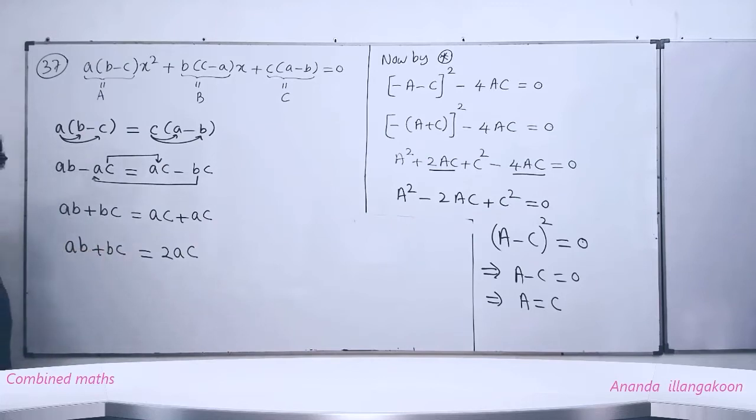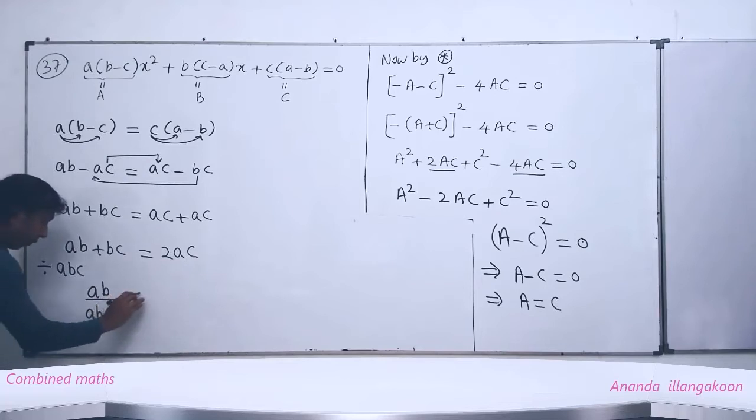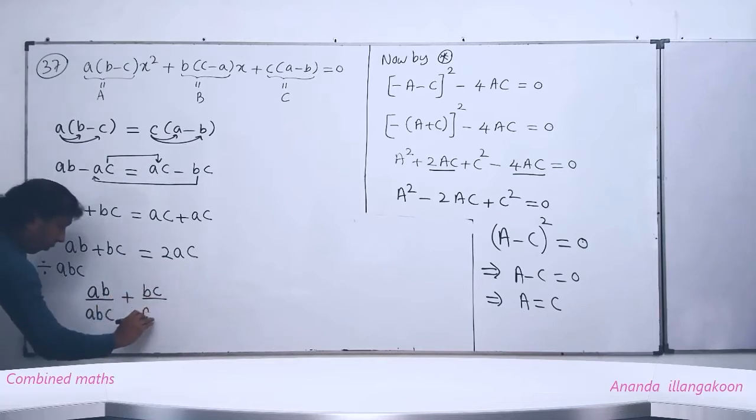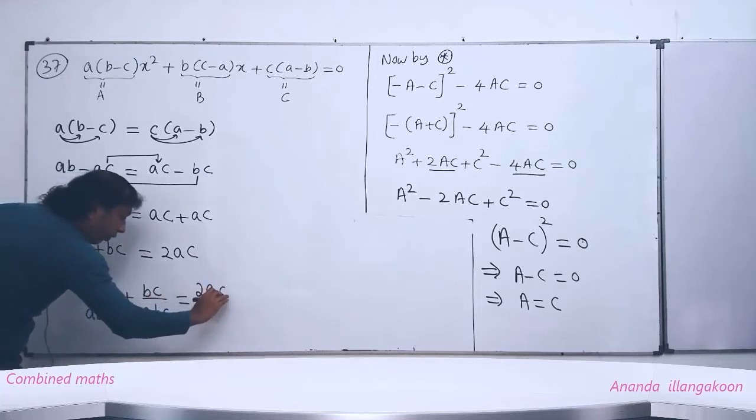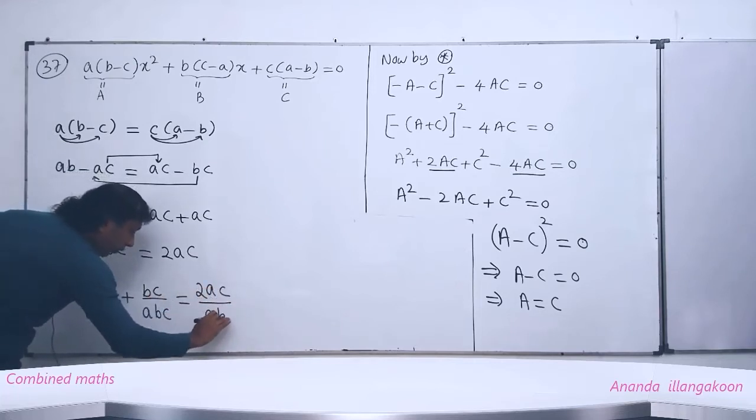Right. Now I divide both sides by the product ABC. This term, and this term, we divide by ABC. Then what do we get? AB divided by ABC, BC divided by ABC, and 2AC divided by ABC.